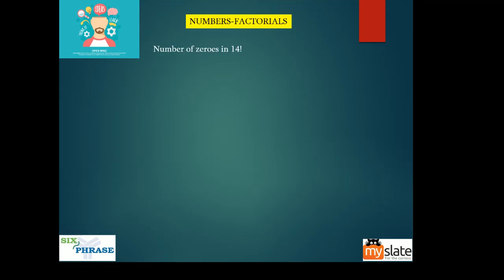Number of zeros in 14 factorial. Guys, let's first understand 14 factorial. I told you n factorial is nothing but the product of 1 to n. Similarly, 14 factorial starts from 1, 2, 3, 4 till 14. So this is 14 factorial. Now what you have to find is the number of zeros in this product. That is what they are asking you.